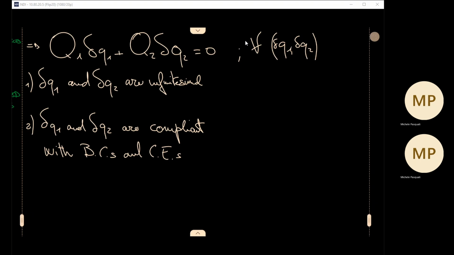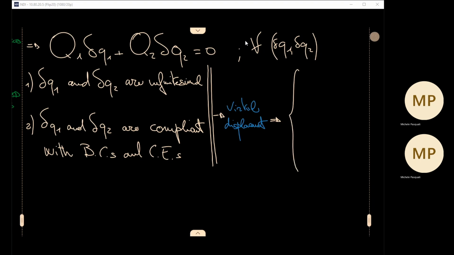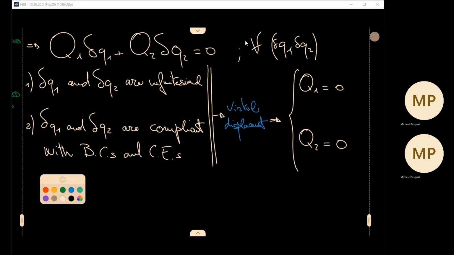If this is true, we call this a virtual displacement. So this is a virtual displacement, and the consequence of this is that capital Q1 equal to 0 and capital Q2 equal to 0. So this is just rewriting for the case of NP equal to 2 what we have just said. Okay.